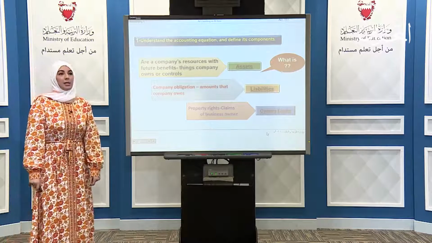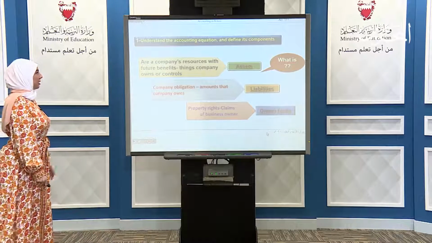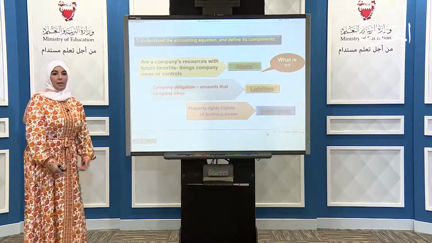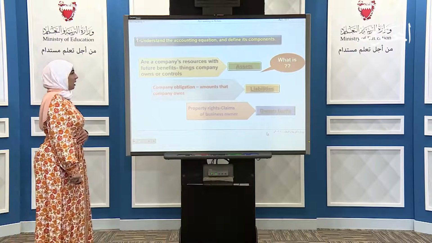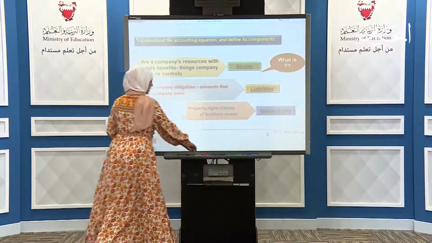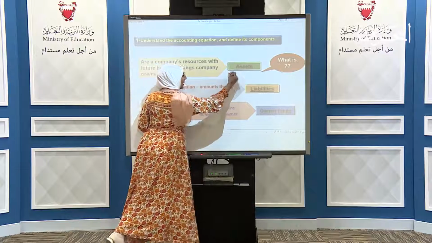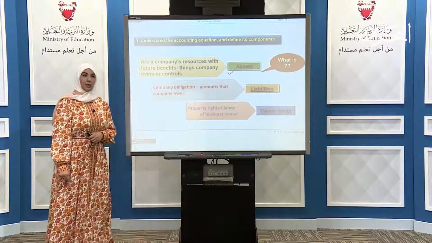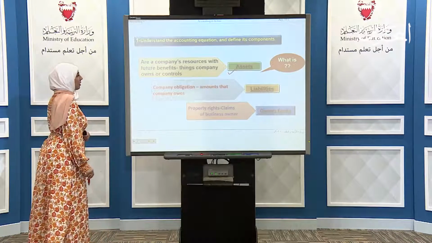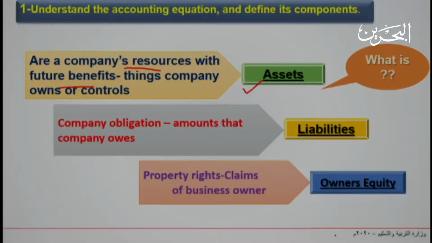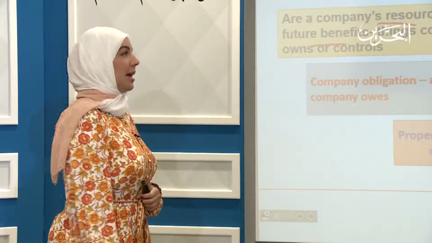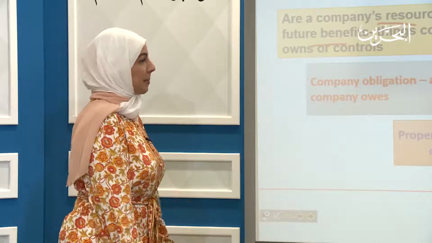First of all, let us take a look and understand the accounting equation and define its components. We will start firstly with assets. What do we mean by assets, my dear student? Assets are a company's resources with a future benefit, things the company owns or controls. So all the resources the company has and gets benefit from.